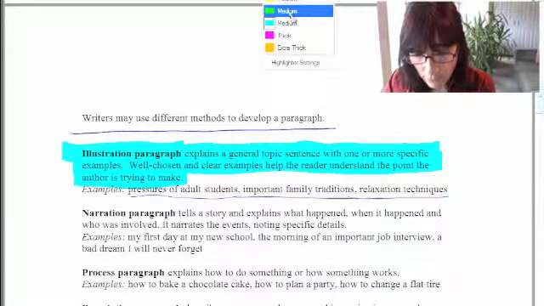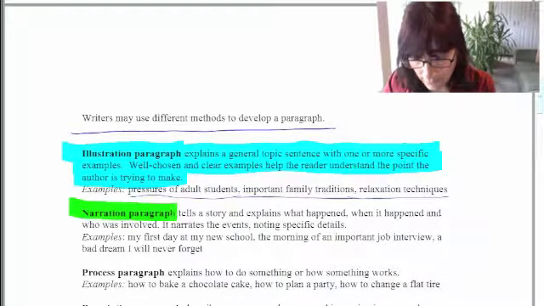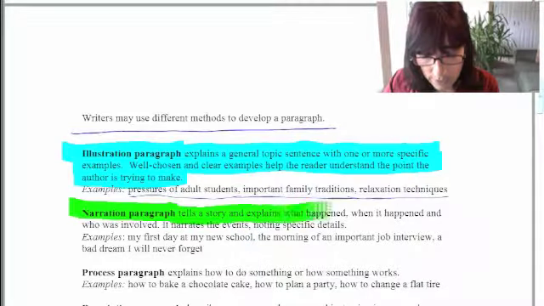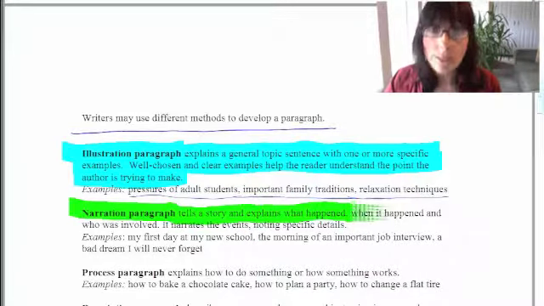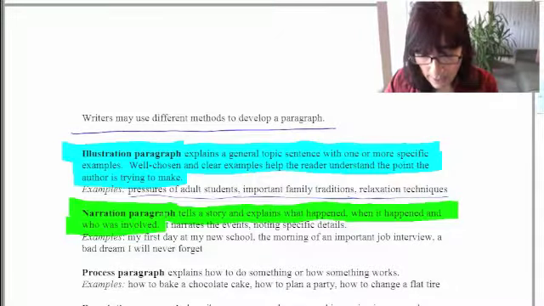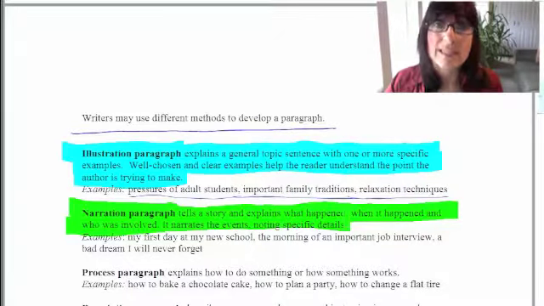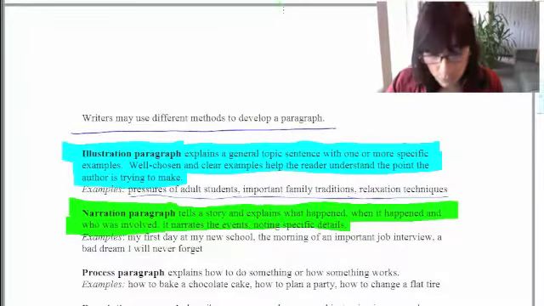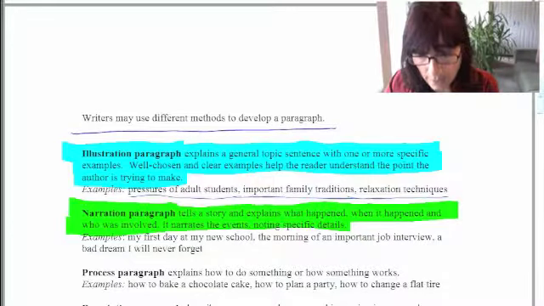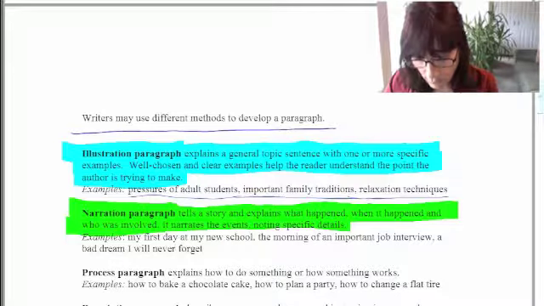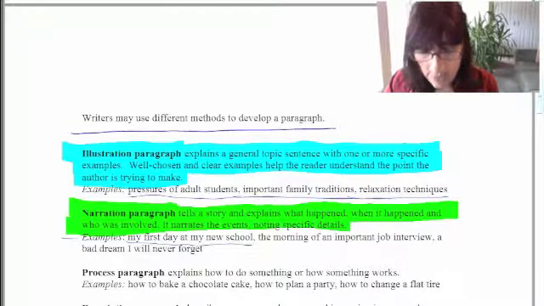Another type of paragraph is called the narration paragraph. In a narration paragraph, you tell a story and you explain what happened, when it happened, and who was involved. So it's called a narration paragraph because it's narrating events and including specific details while you narrate your story. Examples of topics that you could write on in a narration paragraph would be, my first day at my new school.